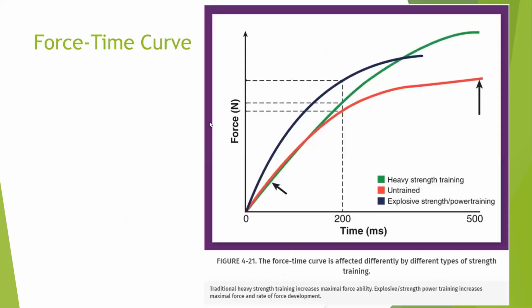Now, the last thing here is this force time curve. This goes kind of in line with the force velocity curve. But what this is saying is how quickly can you produce a lot of force? When you talk about, say, like you may see the term SAQ training, that means speed, agility, and quickness.